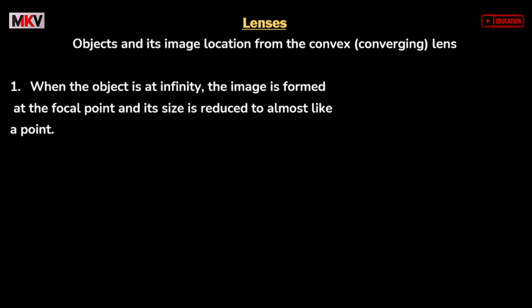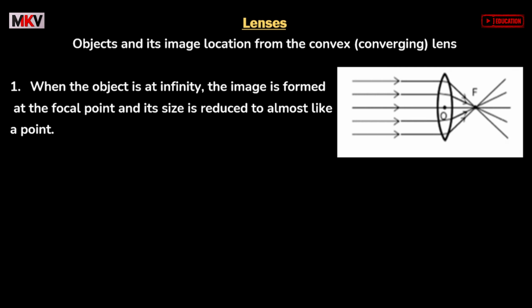Now we are looking at object and image locations for a convex lens. The first one is when the object is at infinity: the image is formed at the focal point and its size is reduced to almost a point. If you look at this diagram, the object is at infinity, therefore the rays coming are parallel to the principal axis. When they enter the convex lens, the image formed is at the focal point and it resembles a point.